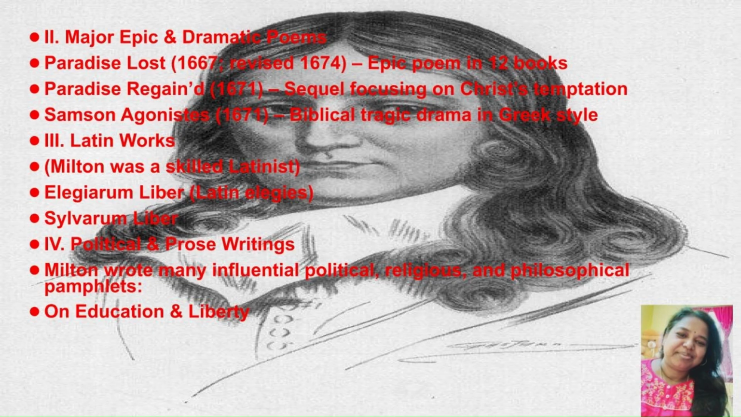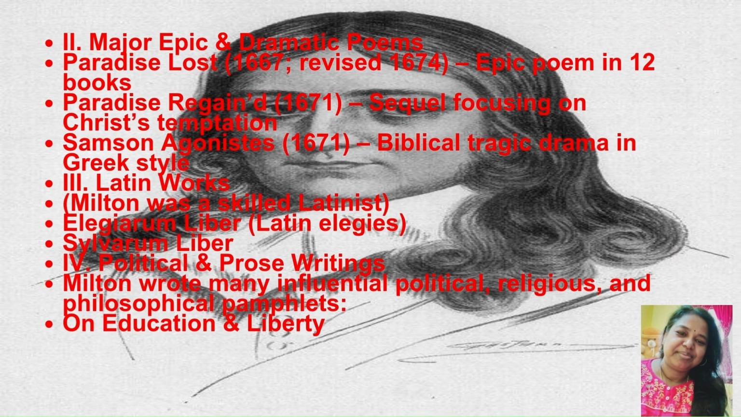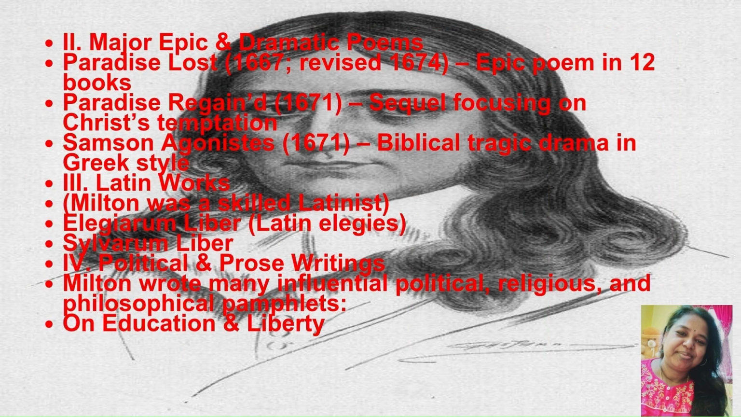Major epic and dramatic poems. Paradise Lost was written in 1667, revised 1674, an epic poem in 12 books. Paradise Regained was written in 1671, a sequel focusing on Christ's temptation. Samson Agonistes was written in 1671, a biblical tragic drama in Greek style. His Latin works are as follows. Milton was a skilled Latinist. Elegiarum Liber, Latin elegies. Silvarum Liber.